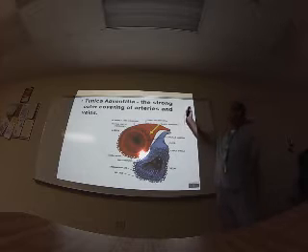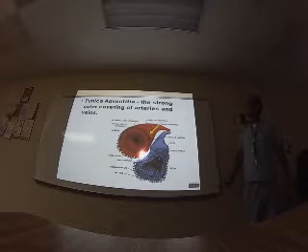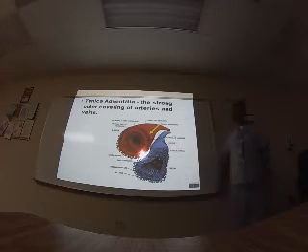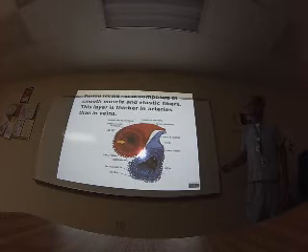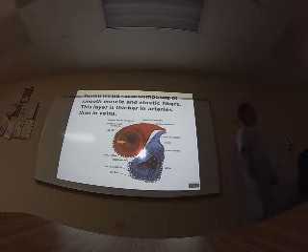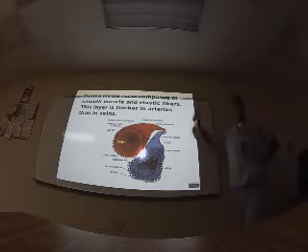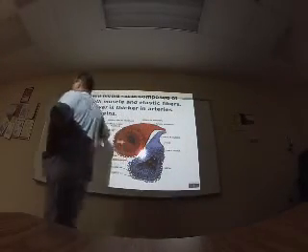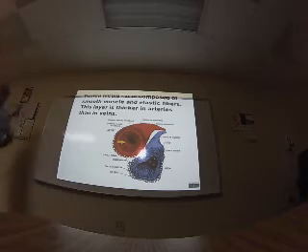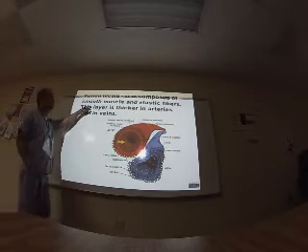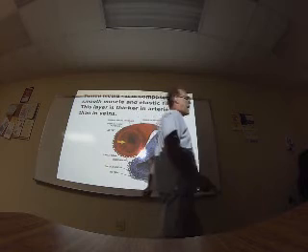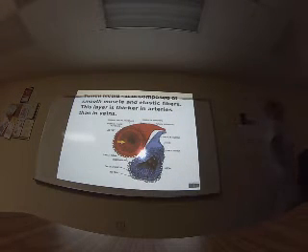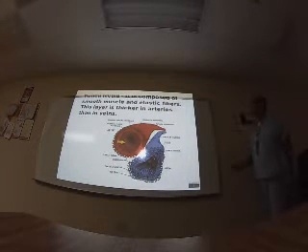Tunica adventitia, the strong outer covering of arteries and veins. Tunica media is composed of smooth muscle and elastic fiber. This layer is thicker in arteries than in veins. This is the most important thing, because I am going to put a question about the difference between arteries and veins. The difference is the tunica media. It's big in arteries, it's little in veins.